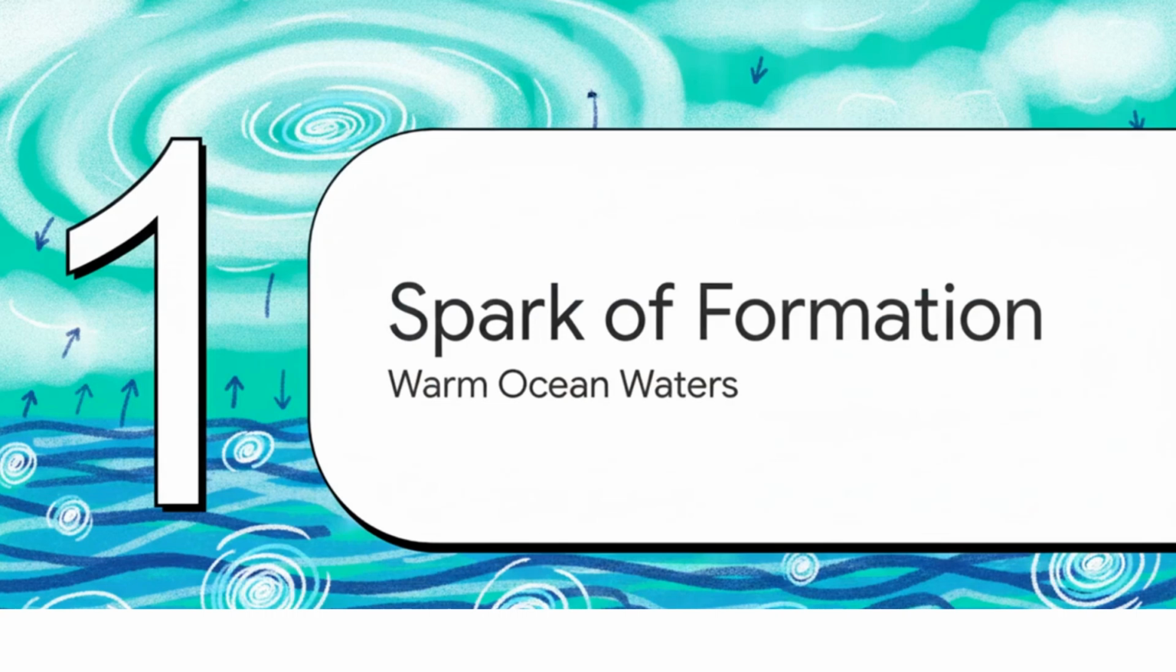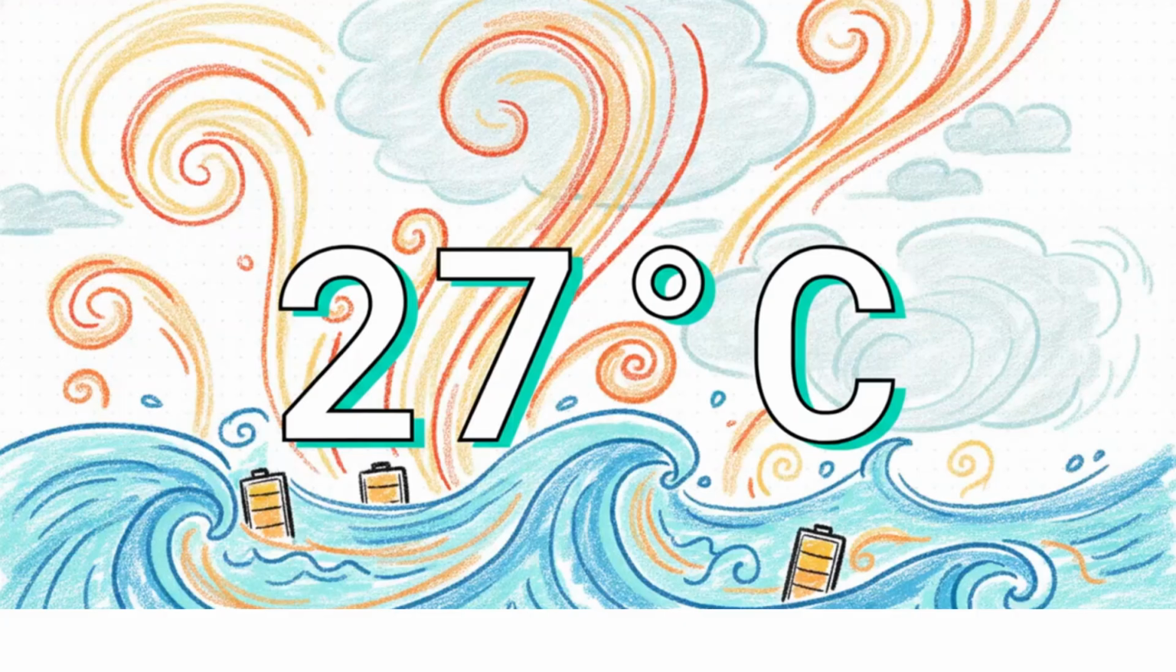Part 1. The spark of formation. It all starts with warm ocean waters. So, that initial spark, it's all about heat. Specifically, sea surface temperatures need to be sitting right around 26 to 27 degrees Celsius. That's roughly 79 degrees Fahrenheit for those of you using that scale. Without that exact temperature, a typhoon can't even begin to develop. You can kind of think of this warm ocean water as a massive liquid battery that's eventually going to power the entire storm. It is the absolute baseline threshold.